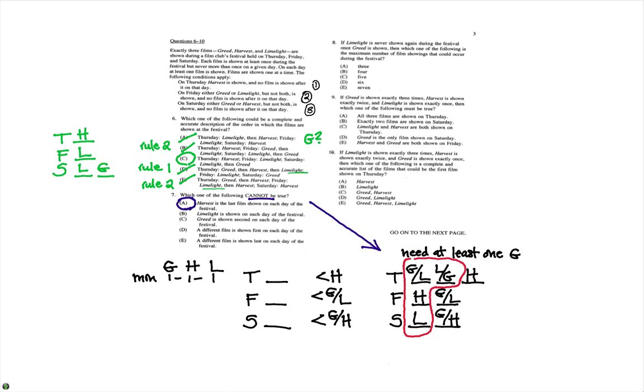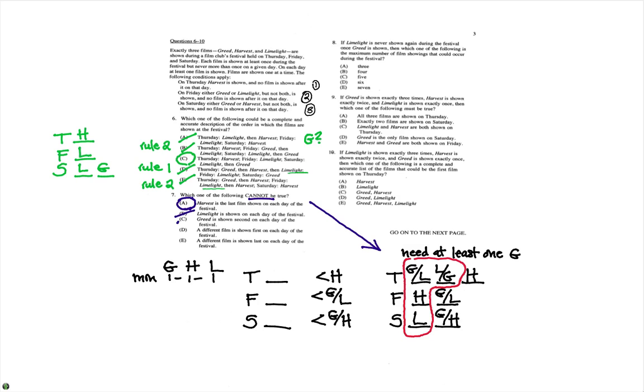But just making sure, let's check the rest of them. Again, looking at our max scenario that we've drawn out to see what is possible and what isn't possible. B, limelight is shown on each day of the festival. You notice we could have limelight come Thursday, Friday, and Saturday. So B could be true. So B is out. C, greed is shown on the second day of the festival. Notice we could have greed come second on Thursday, Friday, and Saturday.